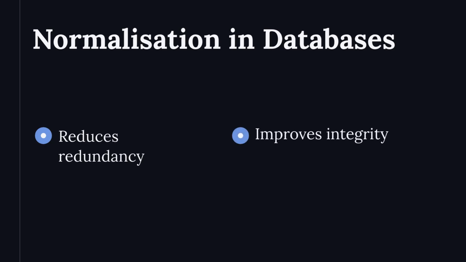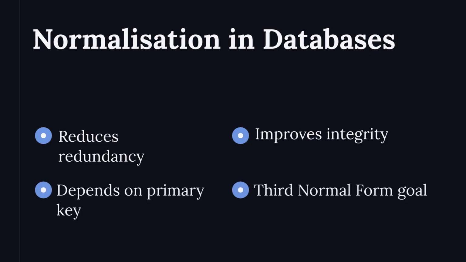Normalization reduces data redundancy and improves integrity. It involves several forms, each with specific rules. The goal is to ensure all attributes depend on the primary key. This process is crucial for a well-structured database. Achieving third normal form is often the target.